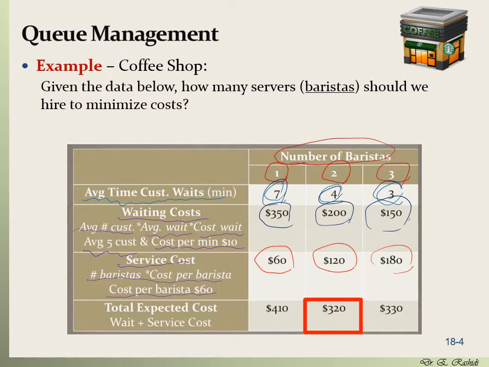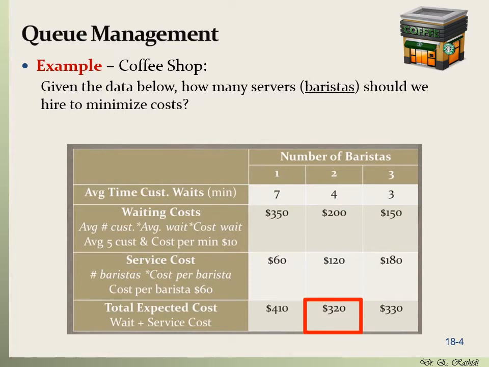Now that we have the waiting cost and service cost, we can just sum these up. And here we're going to have $410 if you have one barista, $320 if you have two baristas, and $330 if you have three baristas. So between these, as you see here, the minimum cost is $320, which is for two baristas. So this means that this coffee shop would have to hire two baristas, and at that level, it would minimize their queue cost.